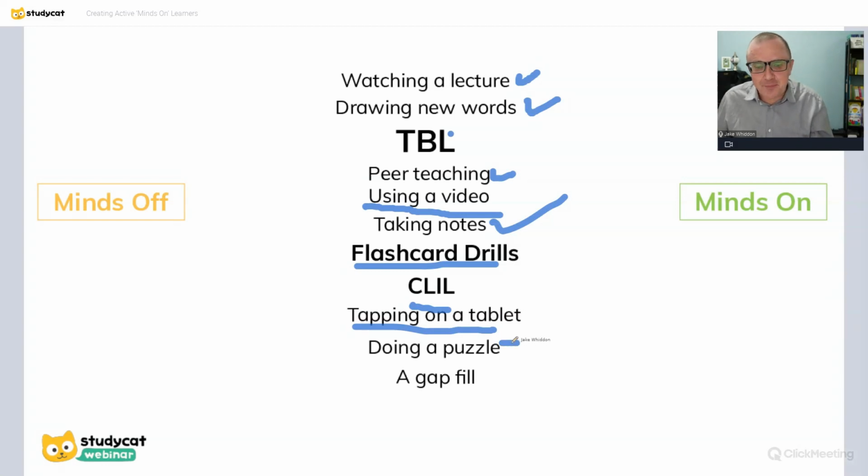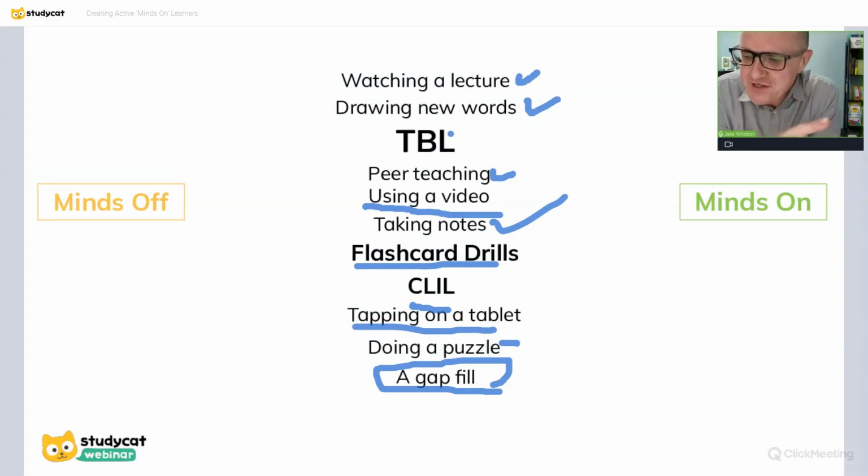Now, doing a puzzle and a gap fill. Oh, this is an interesting one. What do you guys think about a gap fill? The classic gap fill. Yeah, good point, Amir. Good point. So, Amir just made the best point. What is a gap fill? Oh, Dan Brannigan, who's a parent. So a gap fill is when you have a sentence and one of the words is missing.